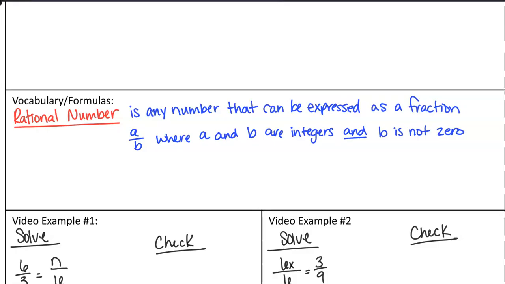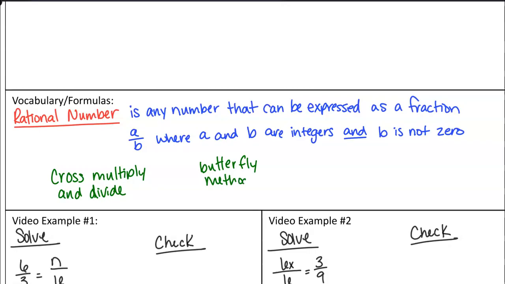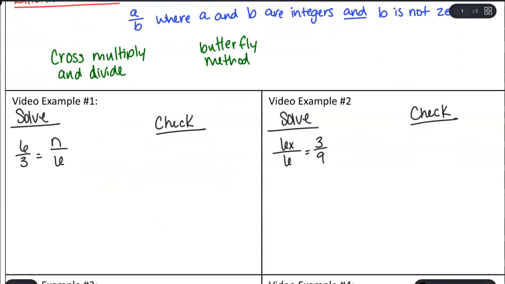So one of the things when we are solving these proportions you might have heard in the past is cross multiply and divide. And I believe some people have called it the butterfly method. So that's essentially what we're going to be doing today. All right, let's get started.